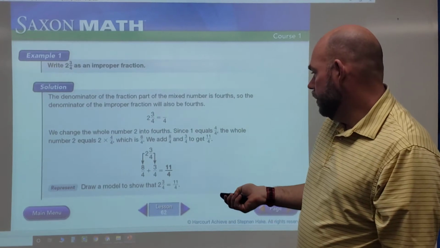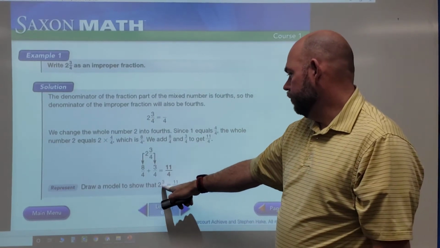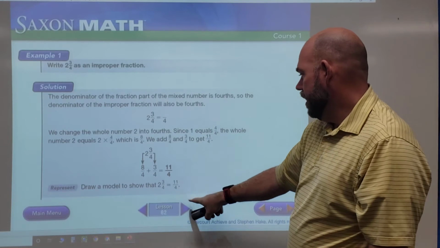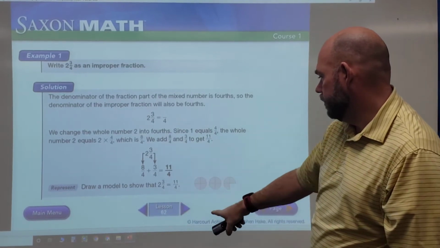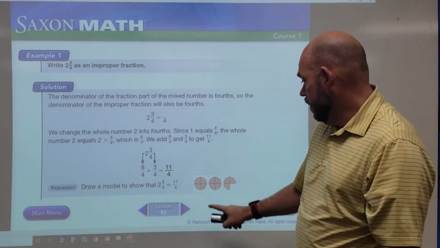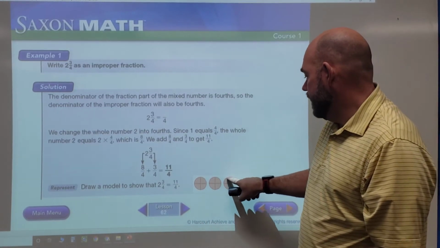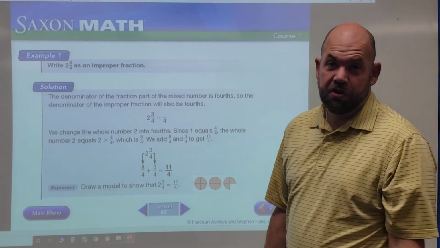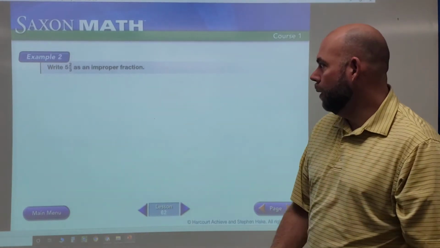Let's try one more. Oh, they want us to draw a model, so we're just going to draw 2 wholes and then one that has 3/4, so it's going to look like this. 2 wholes and then 3/4. And then if we count these up, 1, 2, 3, 4, 5, 6, 7, 8, 9, 10, 11/4. So it totally works.